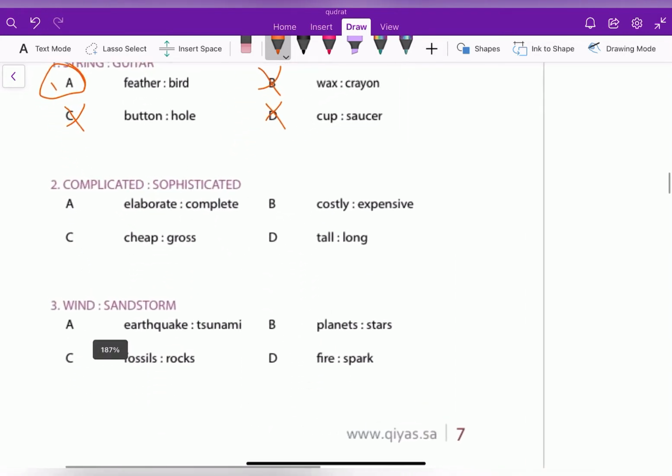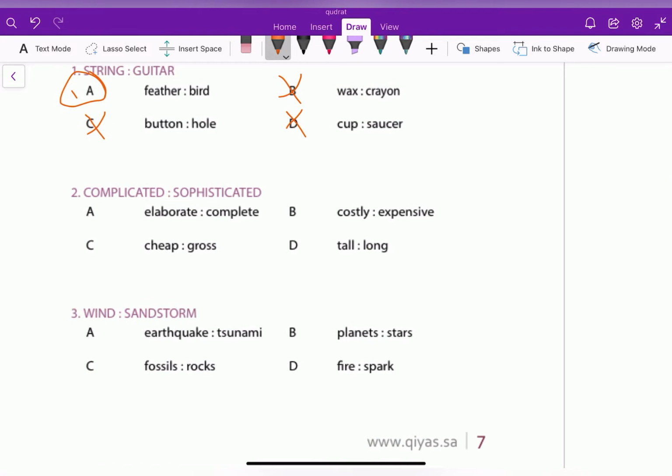Okay, now let's look at question number 2. Question number 2 says complicated, sophisticated, and we're supposed to look for the closely related words. So it says elaborate, complete, cheap, gross, costly, expensive, tall, and long. The relationship between complicated and sophisticated is that they are basically synonyms. So we're supposed to look for synonyms. We can automatically cross C out. And it's not A, because elaborate is not a synonym of complete. Why? Because elaborate means involving many carefully arranged parts or details, and complete means something that's fully developed. So it's not A.